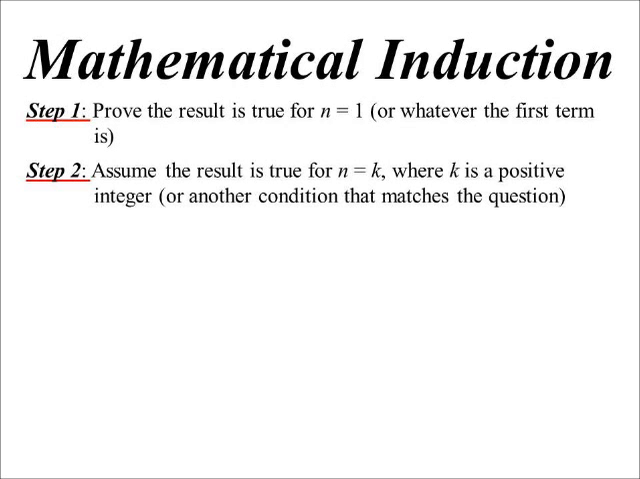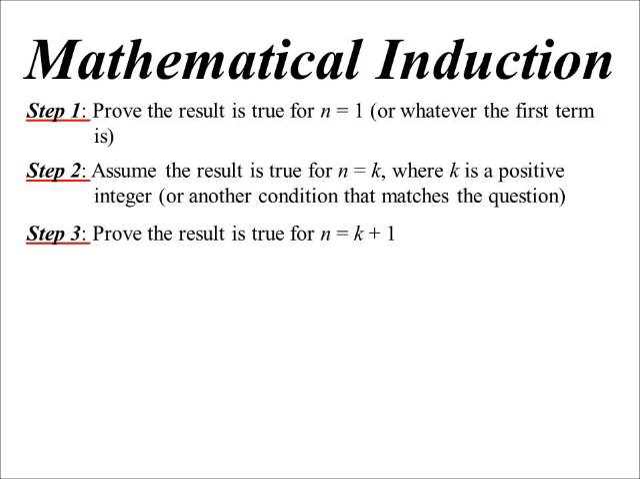Then we assume the result is true for just some random integer usually, but basically it has to match the condition of the question. So if the condition of the question was prove it true for even numbers, then I would assume k is an even number, and so on.